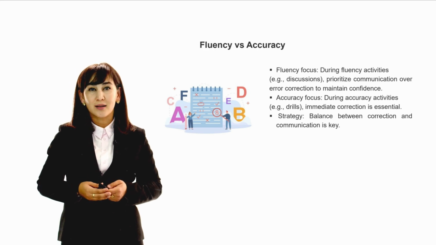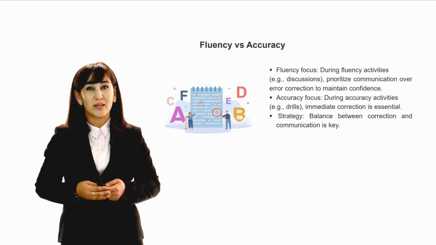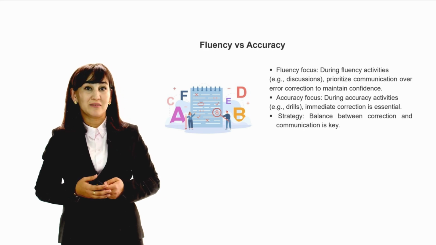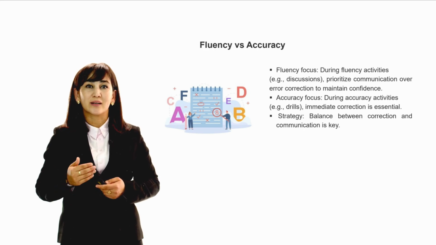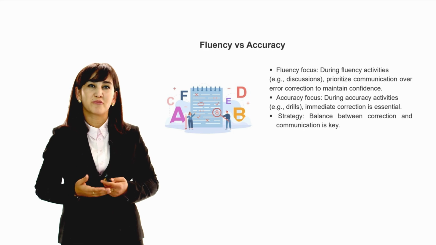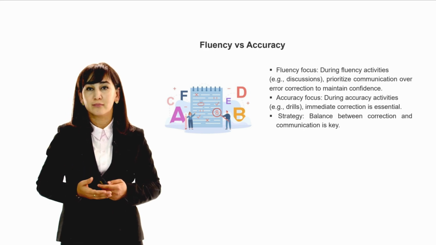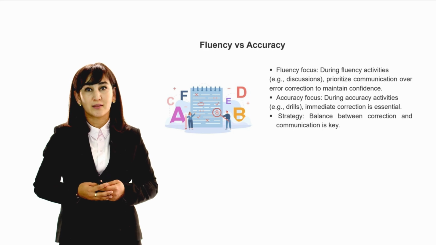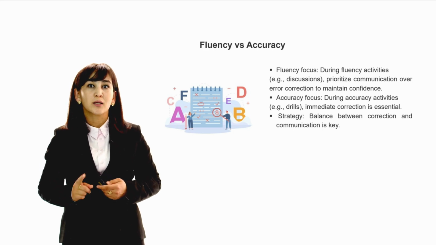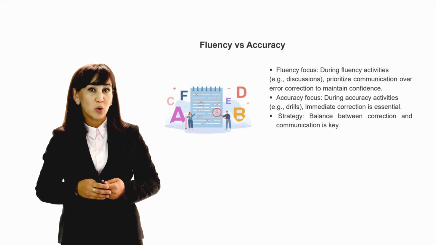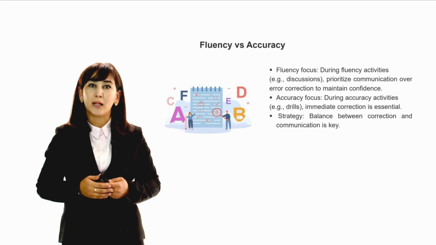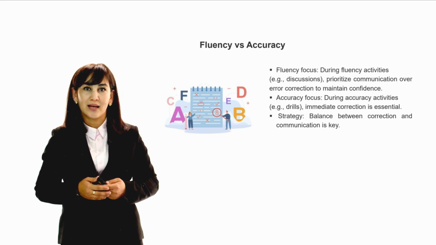In fluency-focused activities, such as role plays or discussions, let students speak freely. Avoid interrupting unless the error blocks communication. In accuracy-focused tasks, such as grammar practice, correct immediately. The goal is to balance both, helping students grow in confidence and correctness.